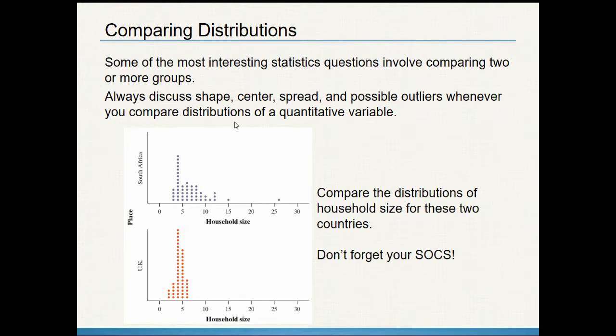Okay. So basically, we're looking at these two distributions here: household size down here at the bottom. Let me move that out of the way. There we go. All right, so household size, and it looks like the UK versus South Africa. We want to compare these distributions.